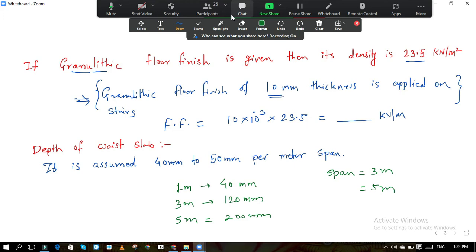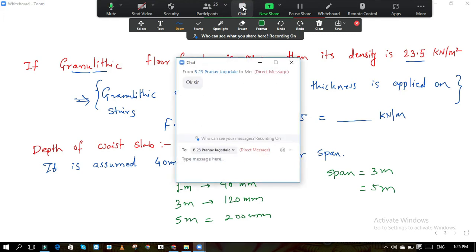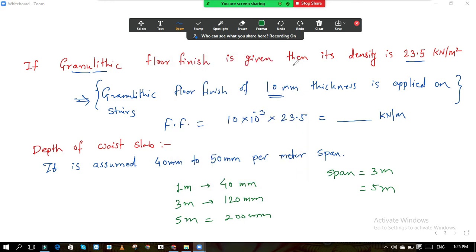Now we have seen dead load considerations, then we have seen depth of the waist slab. In dead load considerations, we have seen how to take the weight of the slab, then the weight of the steps, then floor finish. These three things we have studied. Now the depth of the waist slab, how to calculate it, that also I have told you. It is assumed as 40 to 50 mm per meter span.